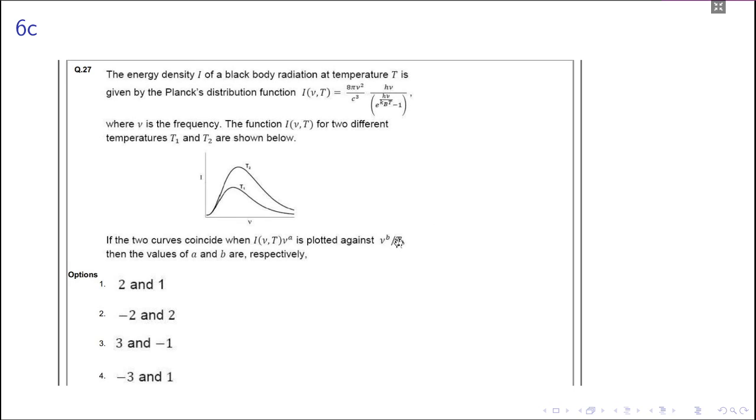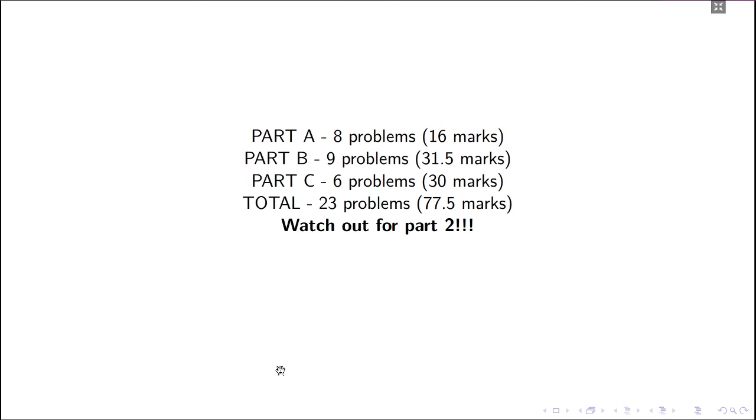So you have to take this factor here, so b will be 1. And from here, you take nu cube to this side, so a will be minus 3. So the values are a equals minus 3 and b equals 1. This one, so this was it. You can see it was very easy.